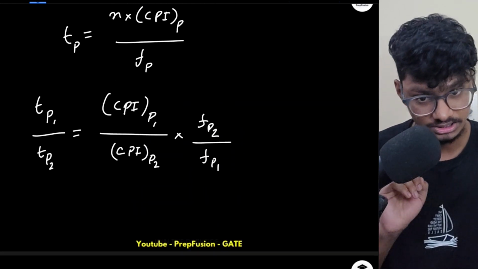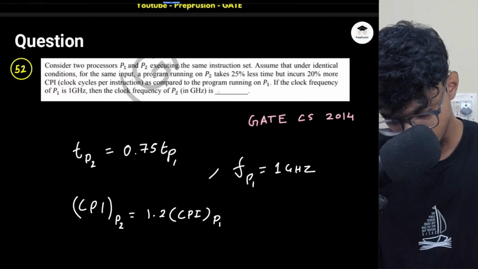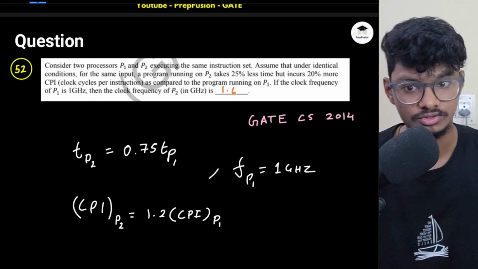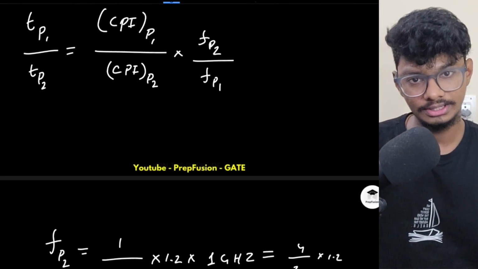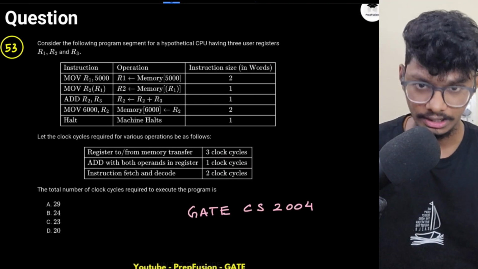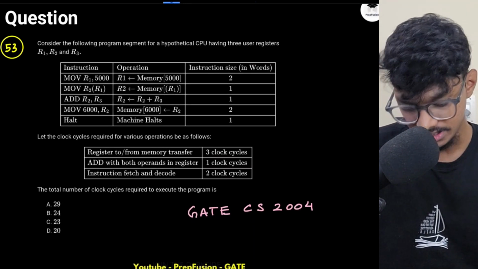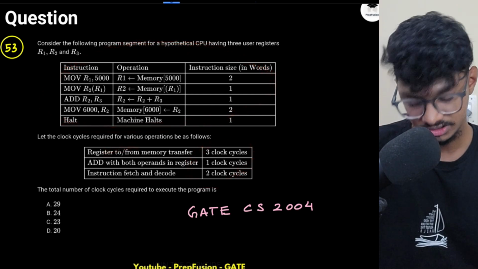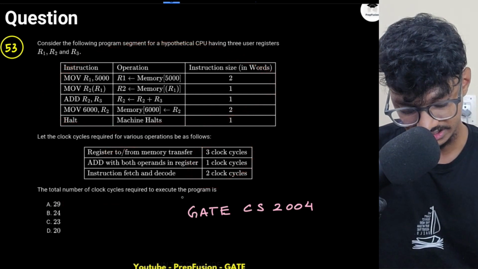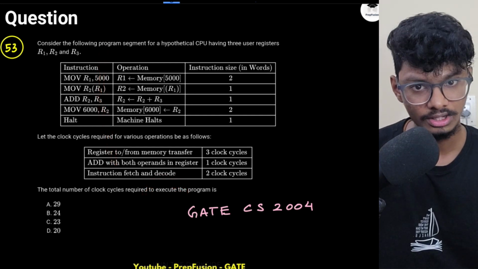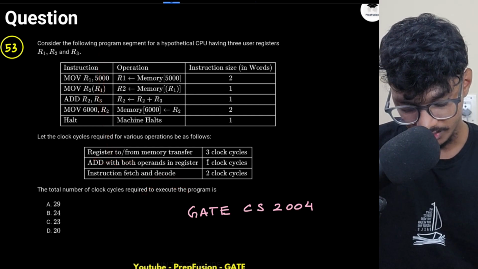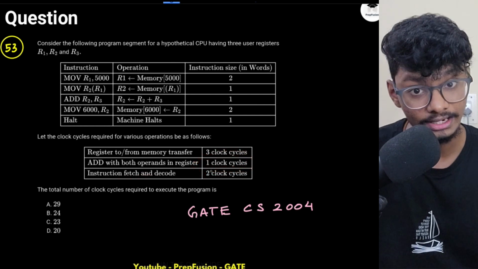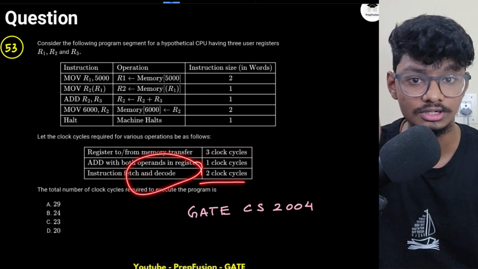Just check the units, what have they asked? They have asked in gigahertz only, so your answer, 1.6 gigahertz, will be the clock frequency of the second processor. So let's do the next question, which is again part 2 of a question that I solved previously. All these instructions are there and clock cycles are provided for various operations, and they have asked the total number of clock cycles required to execute the whole program. Register to and from memory transfer is 3 clock cycles, add with both operands is 1 clock cycle, and instruction fetch and decode takes 2 clock cycles.